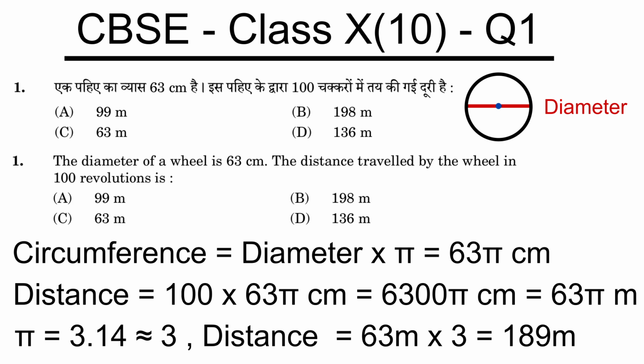Now we can already see the closest one is 198 meters. If you wanted to be a bit more accurate, you could say, well, we could add 0.1 of 63. That would be an additional 6.3 meters. And then when you do these kinds of approximations, you can see the closest one is 198 meters.